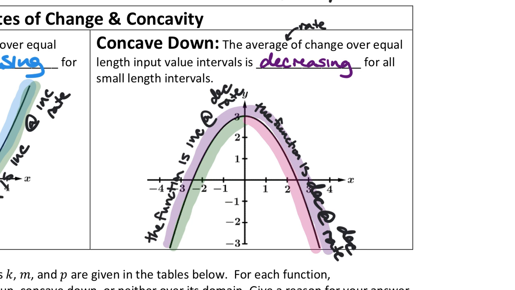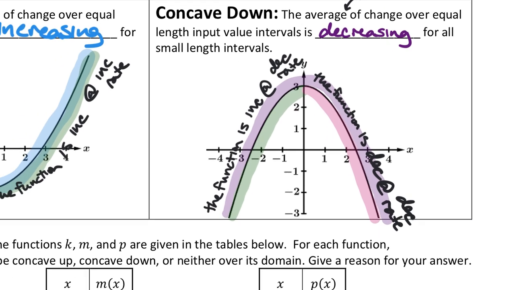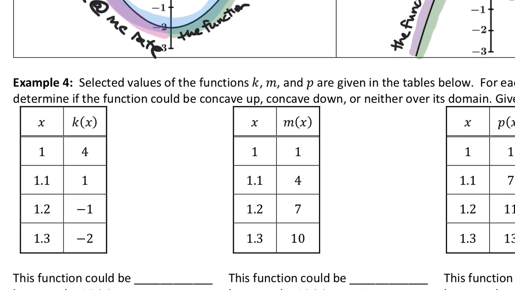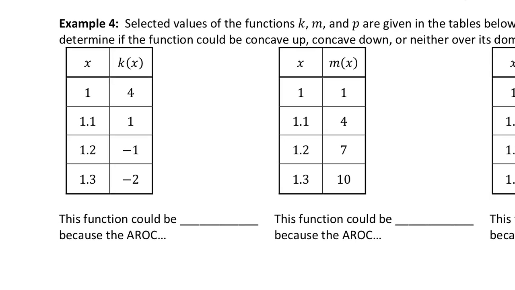But since we know this occurs on the graph, we can use the rates of changes in tables to determine if a graph would be concave up or concave down. So follow along with me. We'll ask questions after the first one. We're going to have selected values for these three functions in the table. For each function, determine if the function could be concave up, concave down, or neither over its domain, and give a reason for your answer.